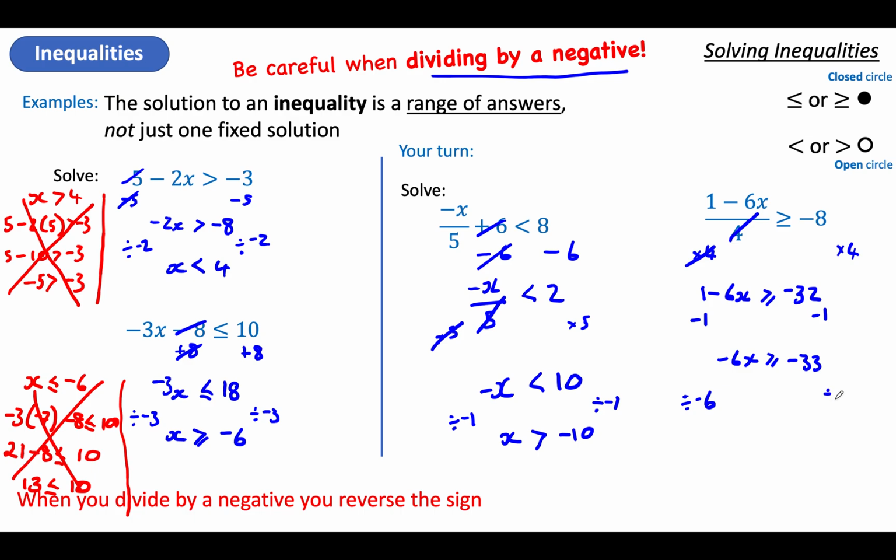Divided by -6. Okay, right-hand side divided by a negative, so that is going to turn into a positive, which is 5.5. -6 divided by -6 just leaves positive 1x. And reverse your sign. So x would need to be less than or equal to 5.5. Okay, just really important point. When you divide by a negative, reverse the sign.